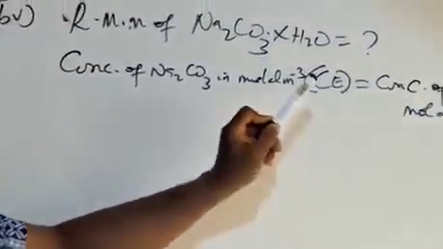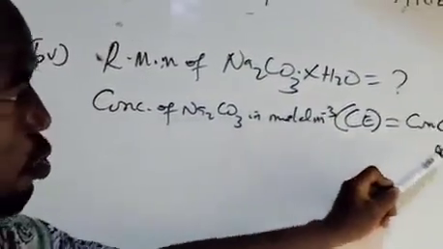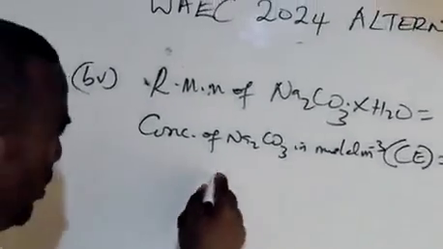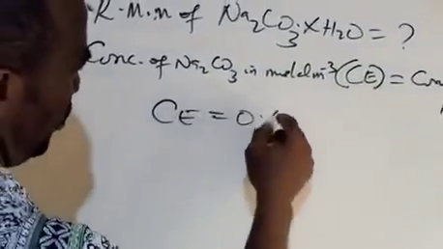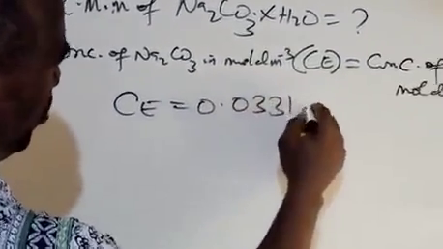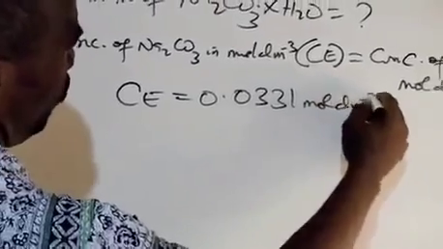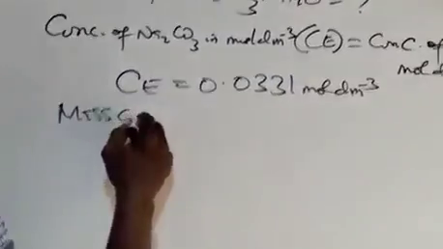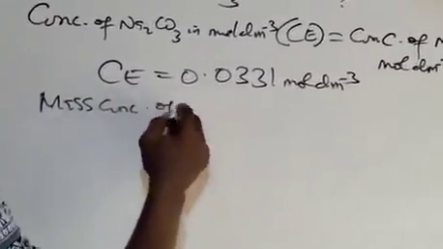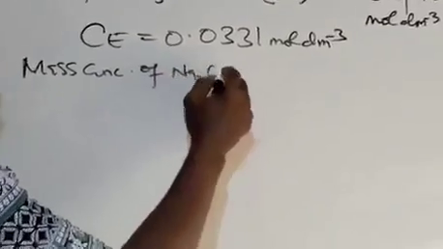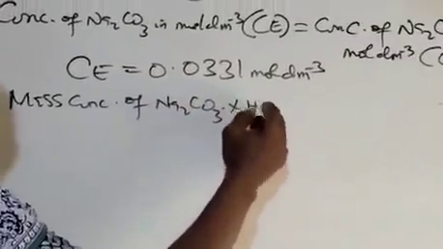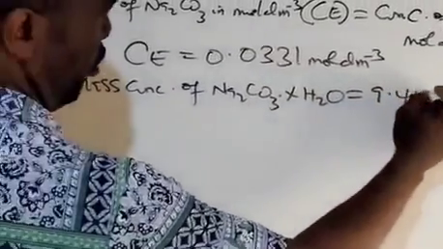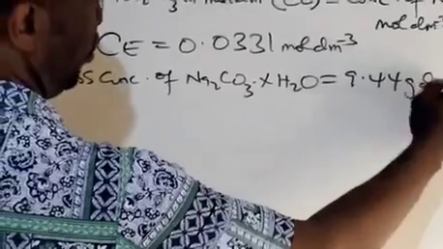So the concentration of this substance in mole per dm³ and this one, the hydrated counterpart, are the same. And our Ce, we got today as 0.0331 mole per dm³. We also obtained the mass concentration of the hydrated salt, that is this compound. We got it today in the question as 9.44 gram per dm³.